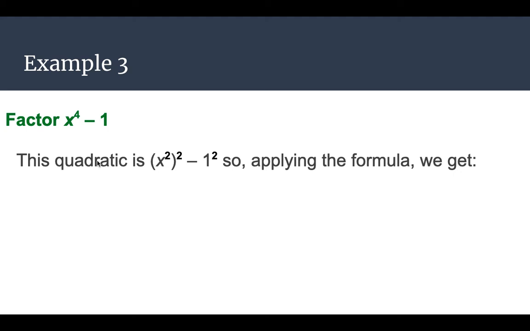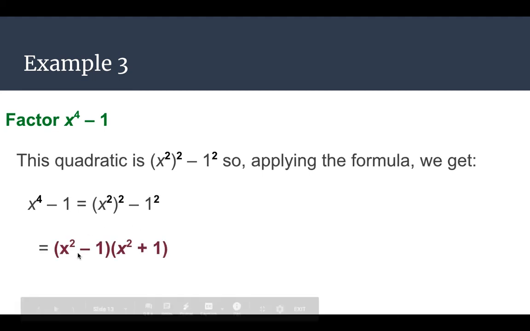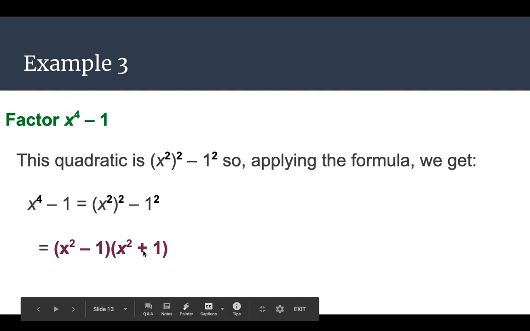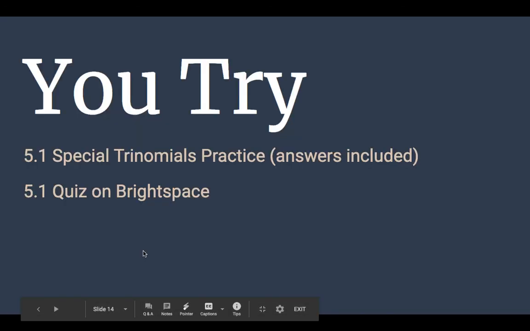So this quadratic can be rewritten as x squared squared, and 1 squared gives you 1. So x squared squared minus 1 squared. So if we rewrite it like this, then in factored form, this is going to become the first term of each bracket, and this is going to be the last term in each bracket. And then make sure you have one negative sign and one positive sign. Okay, so that's the lesson.